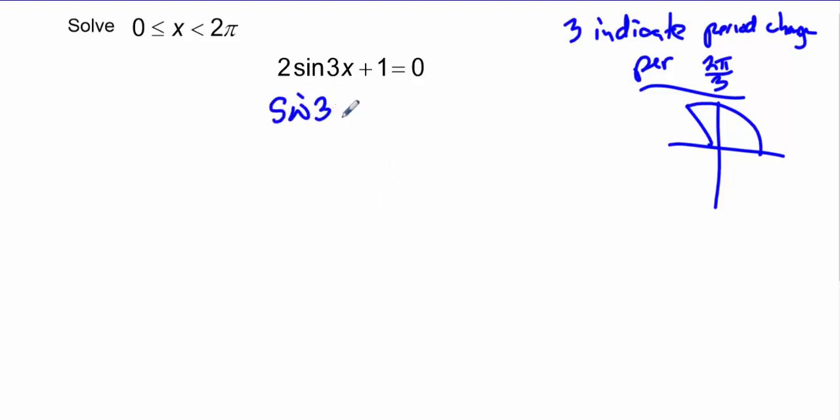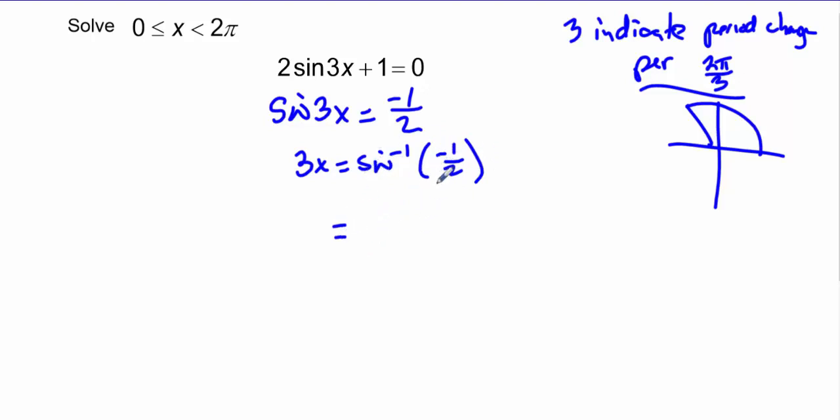I know the sine of 3x is equal to negative half. So I'll take the inverse sine of negative 1/2. This I can answer pretty readily. Where is my y value going to equal negative half? It's going to be somewhere down in the 4th quadrant and the 3rd quadrant. So in that case, I know that the y value is going to be at 11 pi over 6 and also at 7 pi over 6.